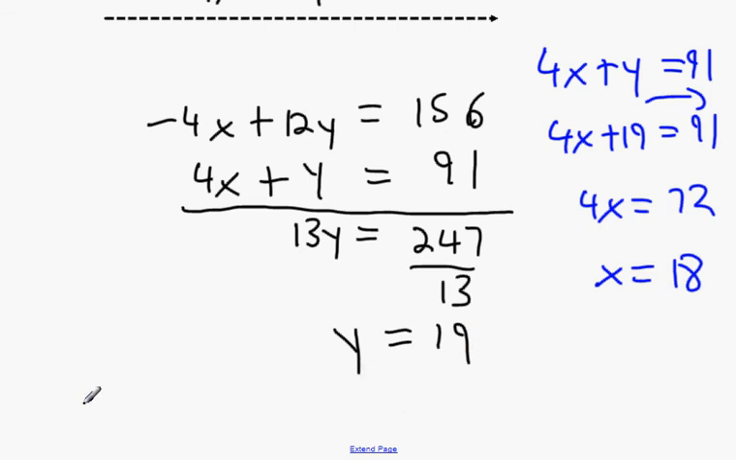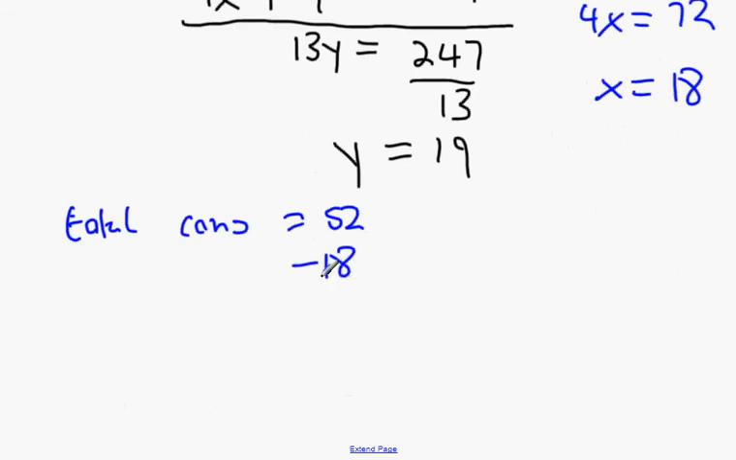How many coins do we have in total again? 52. Total coins equals 52. So take away 18 and 19 from it. What do we get? 15. The z value is 15.